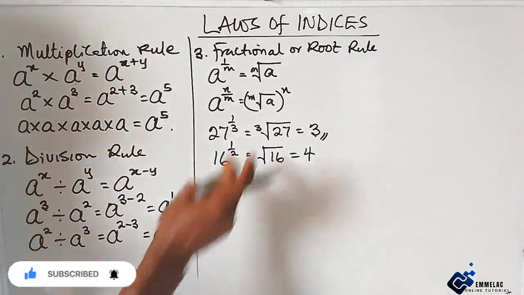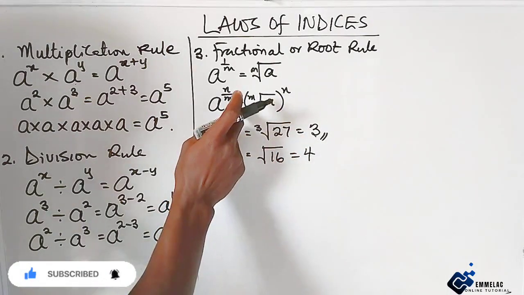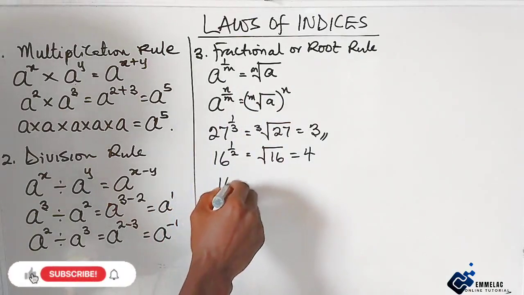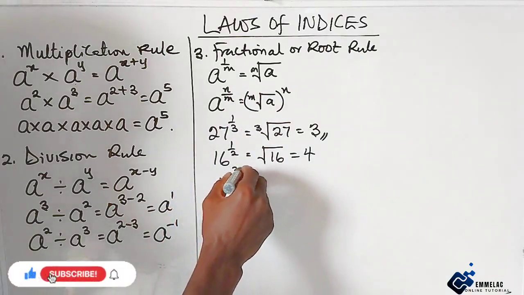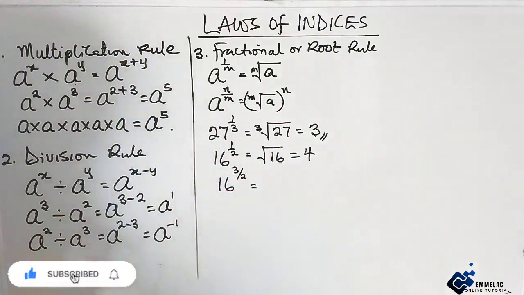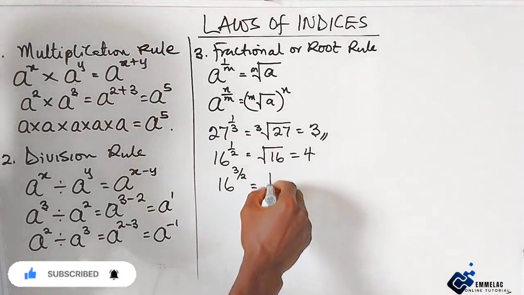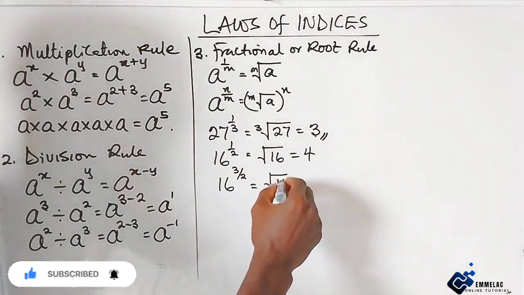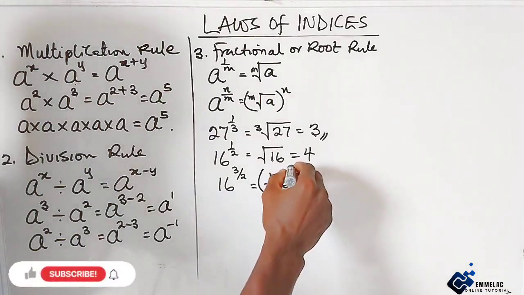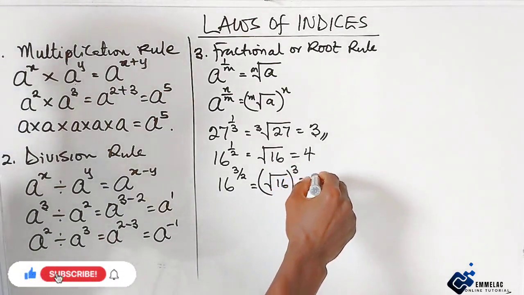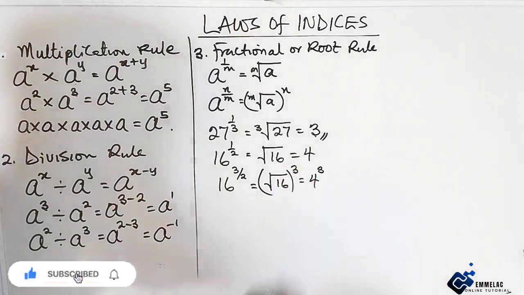Now let us use this law. Here we have, let us say, 16 raised to the power of 3 over 2. This implies the square root of 16, all raised to the power of 3. Now the square root of 16 is 4, raised to the power of 3.